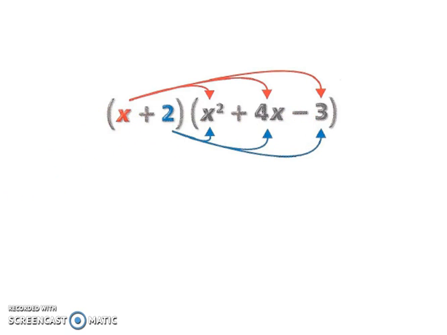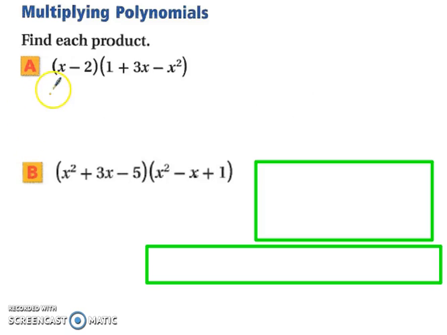So let's practice. We have x minus 2, that quantity, times the quantity 1 plus 3x minus x squared. So we're going to distribute our x across, leaving us with x plus 3x squared minus x to the third. And now we need to distribute the negative 2. So we have minus 2 minus 6x, and then plus 2x squared.